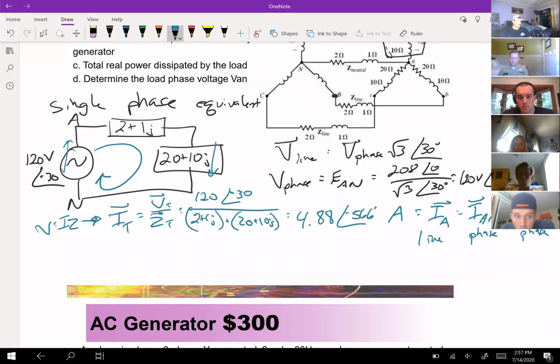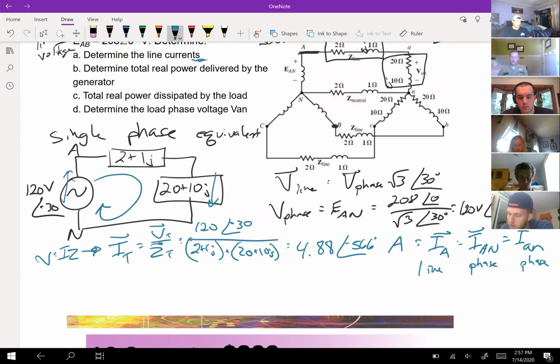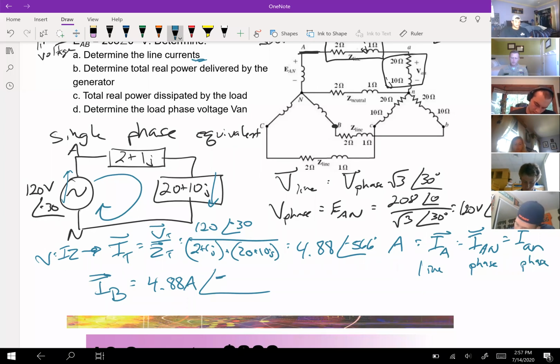So now I have for IA, it says to find the line currents, plural, so be sure to find all three of them. So IB, right, it's a three-phase system, it's balanced, so they all have the same magnitude, 4.88 amps. It doesn't state, but we can assume positive phase sequence, which means I go minus 120 off of the negative 56, so I get 176.6 degrees.